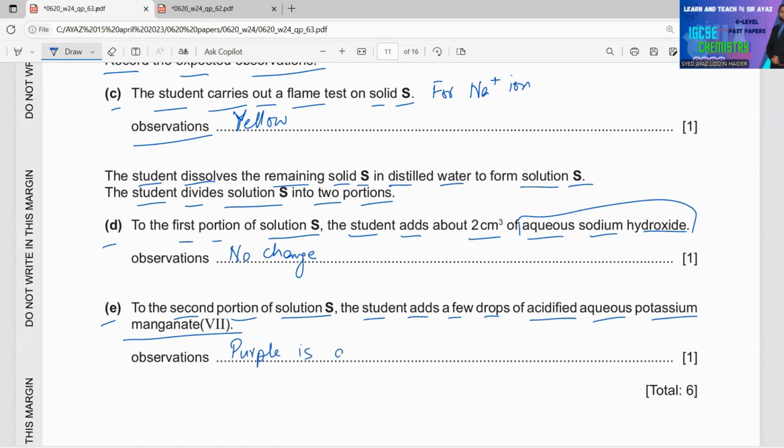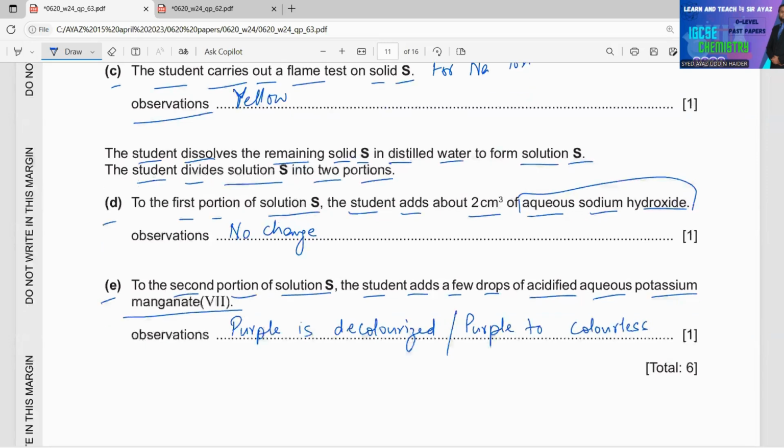Purple is decolorized or purple to colorless. Both these statements are correct in this case.